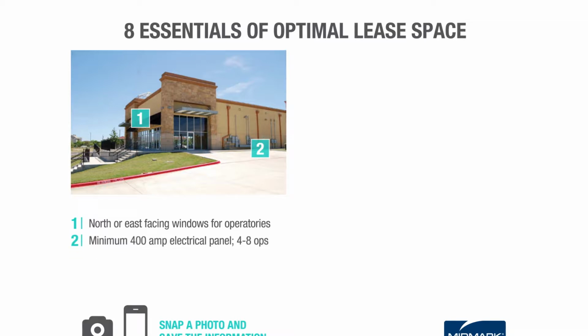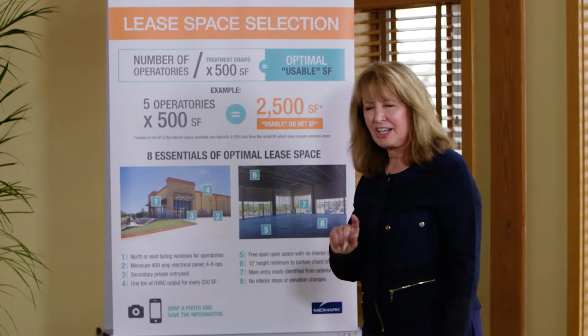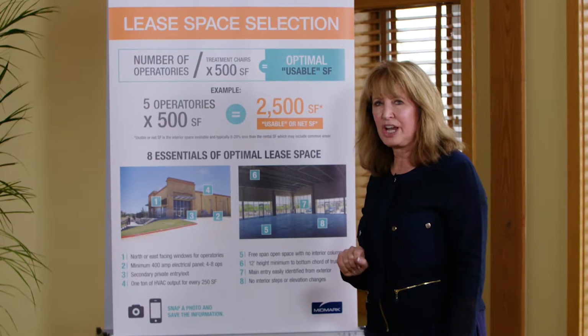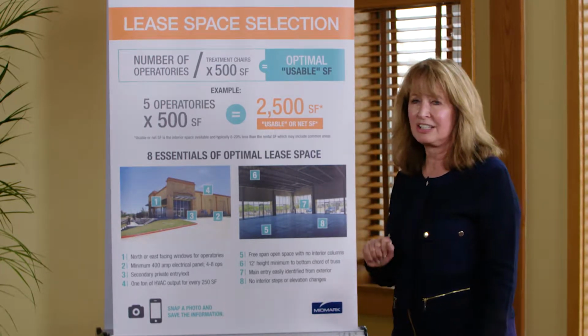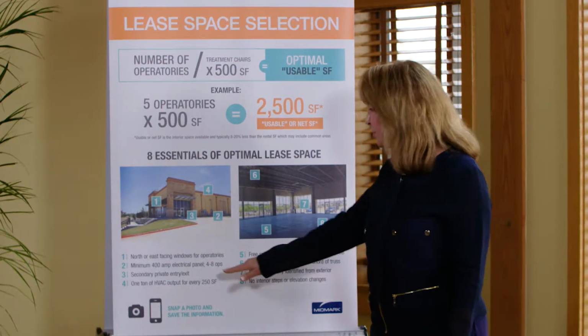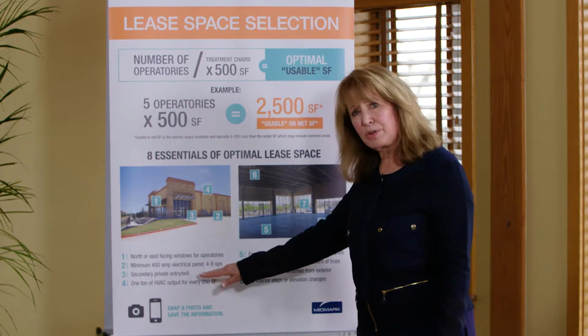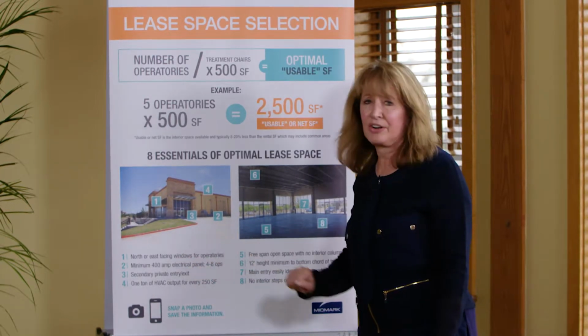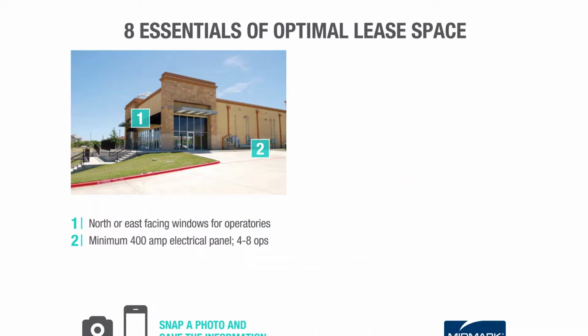Number 2, we want to have a 400 amp electrical panel. If we're 4 to 8 operatories, that's going to be our requirement. The reason why we say that is 200 amp is very typically offered on a lease space. So we want to be sure that the 400 amp that we're going to require for a dental facility is going to be there and available to you as part of your lease negotiation.